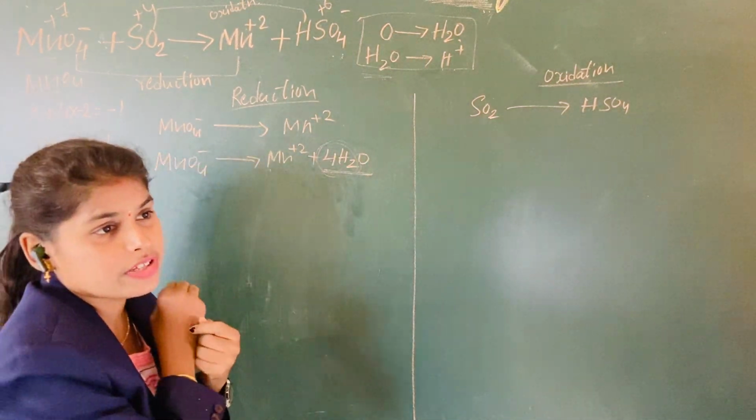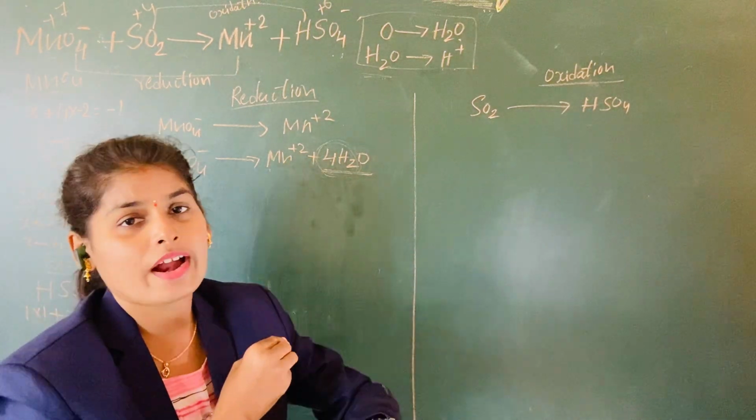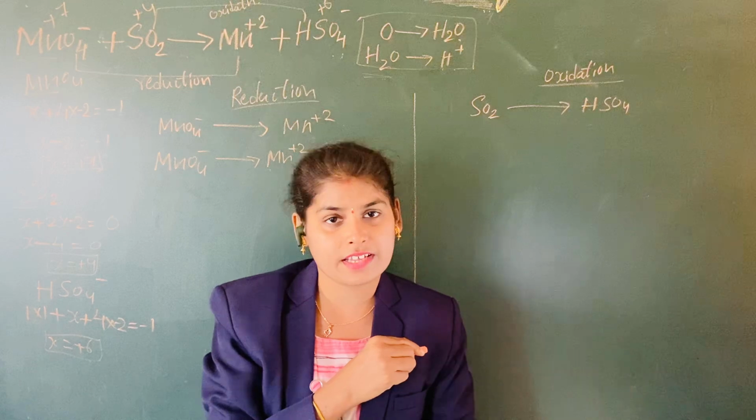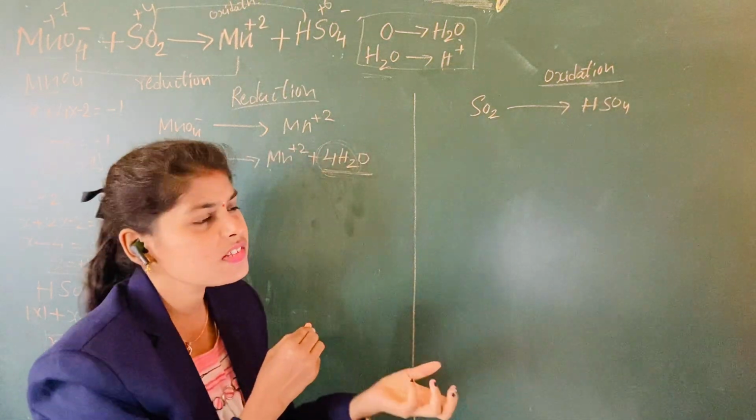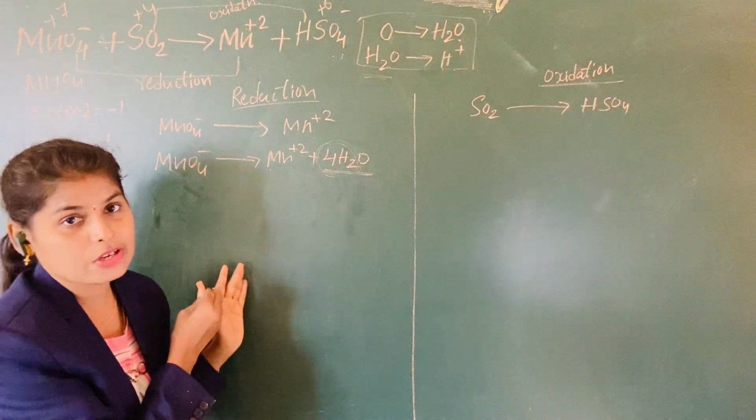So what you need to do is, after you add some water molecules, look at the water molecules you added and find out how many hydrogens are there. That many hydrogens you need to add in the reactant side. I hope you are understanding.